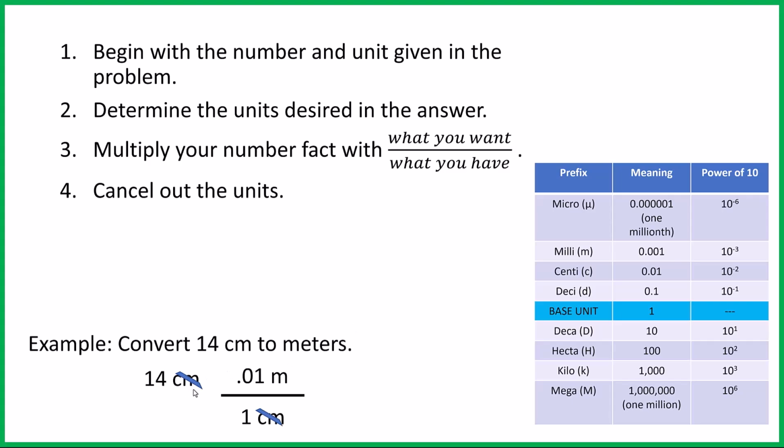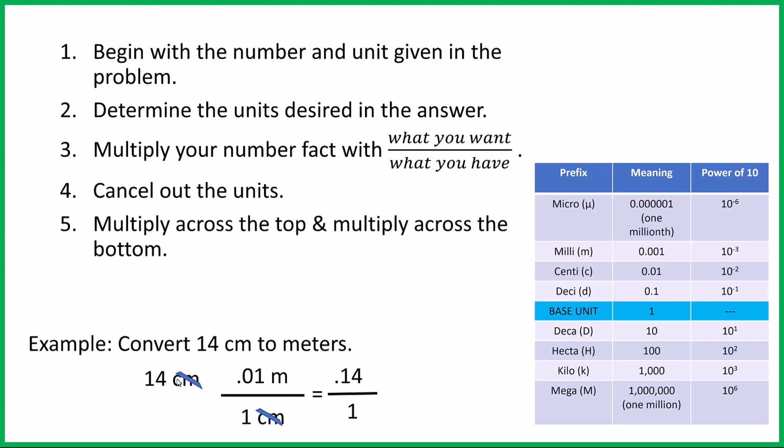So you can pretend that there's a 1 under this 14 centimeters, so we can cancel out units, just like in a fraction. And then we're going to multiply the numbers across the top and across the bottom. So 14 times 0.01 gives us 0.14. And then we have an understood 1 here in our blank, times 1 gives us 1. And then we're going to divide the top by the bottom. 0.14 divided by 1 gives us 0.14. And our remaining units that didn't get canceled out are meters. And that's what we were looking for, so that's the correct answer.